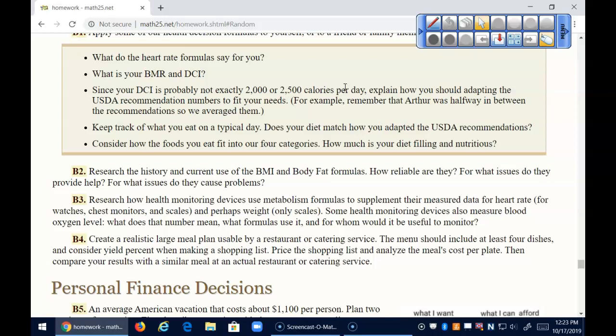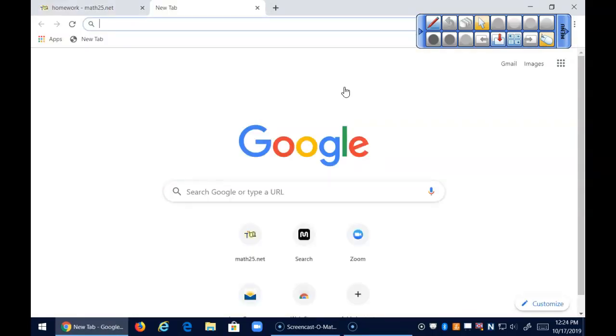They told you your body fat formula? Or your body fat at the doctor's office? Not the body fat, just the BMI. Oh, what's your BMI? Mine is 25.2.